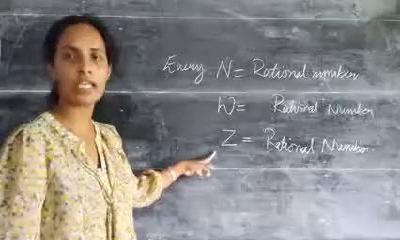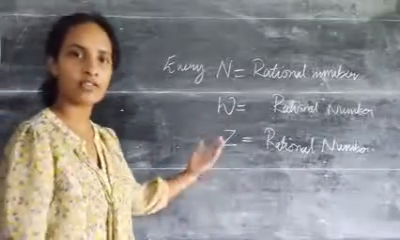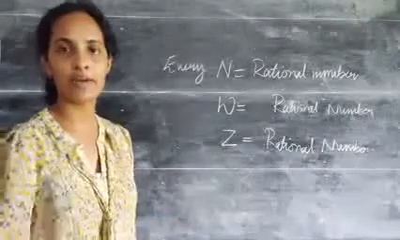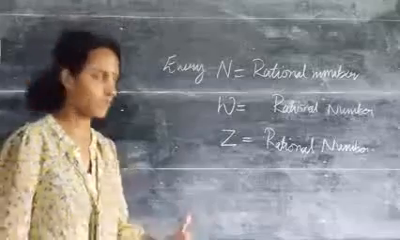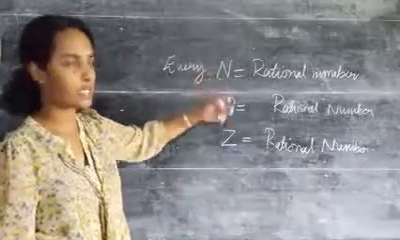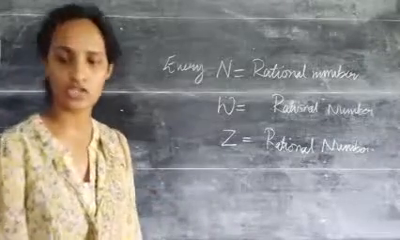Right? Now every integer can also be written in that form. Minus 1 by 1, minus 2 by 1, minus 3 by 1, etc. minus infinity by 1. Then 0 by 1, 1 by 1, 2 by 1, etc. till infinity by 1. So every natural number is also a rational number, every whole number is also a rational number, and every integer is also a rational number.